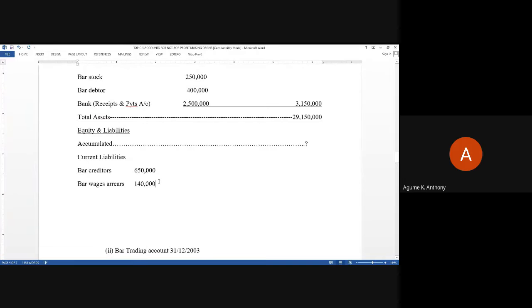Then you have also subscriptions. Subscriptions received, subscriptions in advance. So you say that this is also a liability, because if somebody pays you in advance and you have not yet provided the service, then you cannot take it as income. Much as we say subscriptions are income, the one which is paid in advance is a liability. So 120.